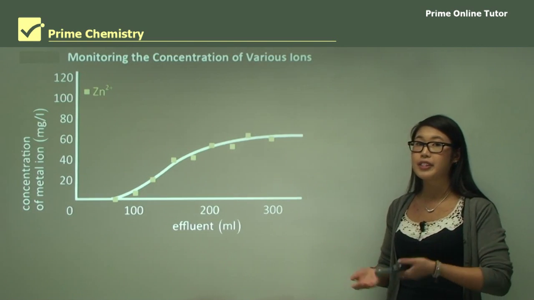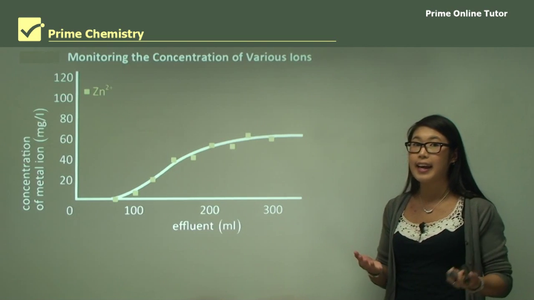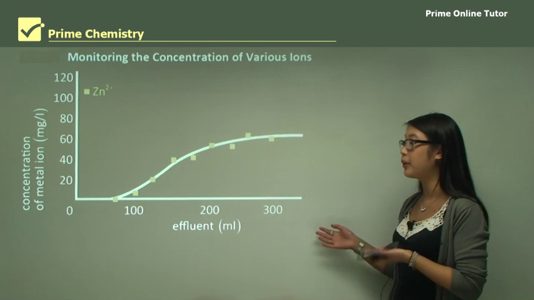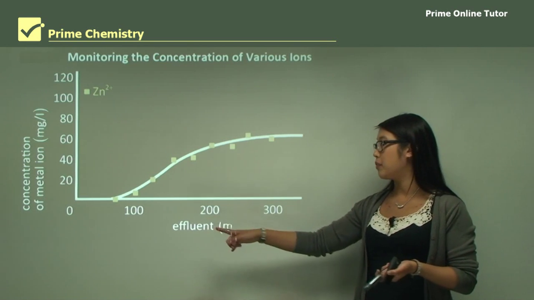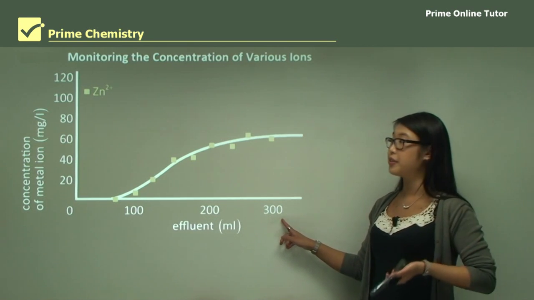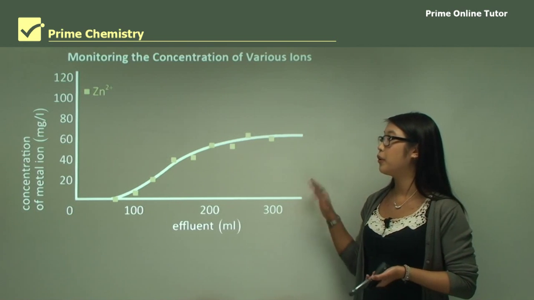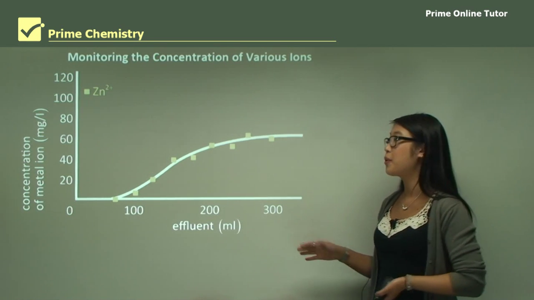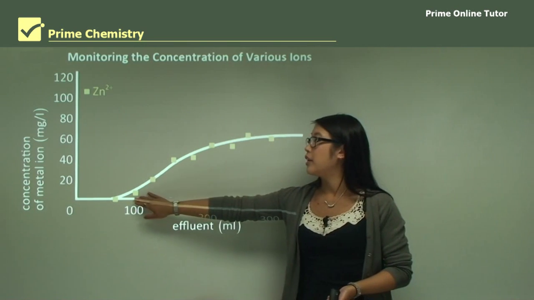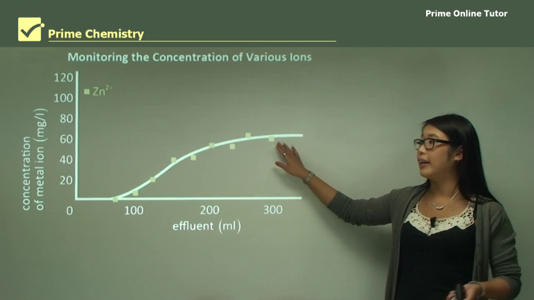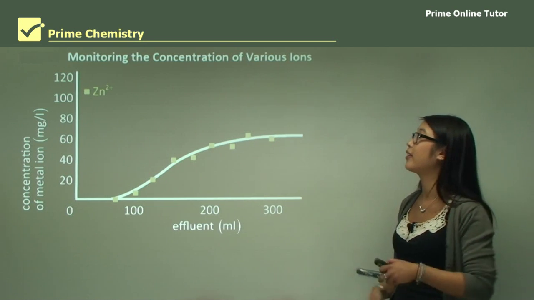And using a graph, this allows us to visualize it and see if there's any trends. So here we have a trend that if you increase the amount of effluent from 100 to 200 to 300 and then plot the concentration of zinc ions, we get increasing amounts with increasing effluent. So as we increase the effluent, we get increasing zinc ions.